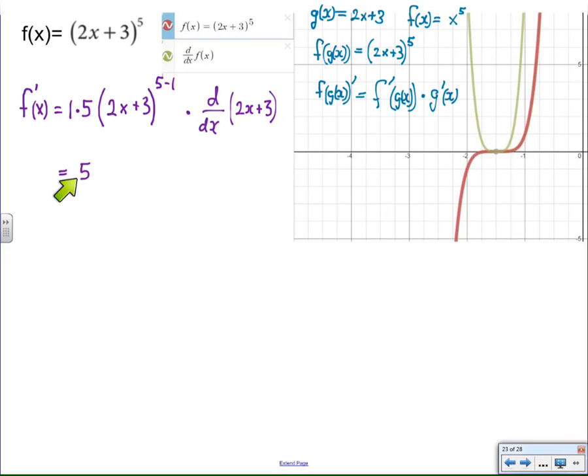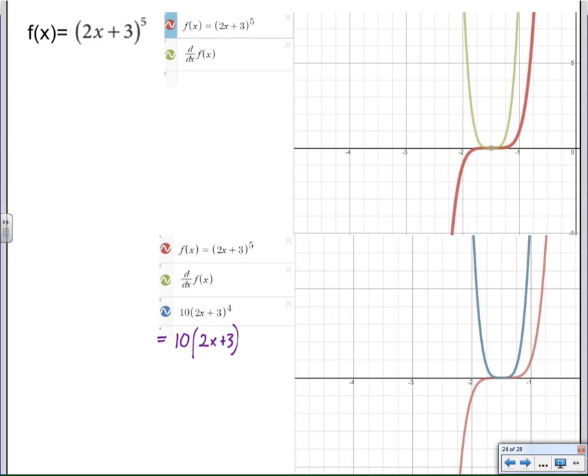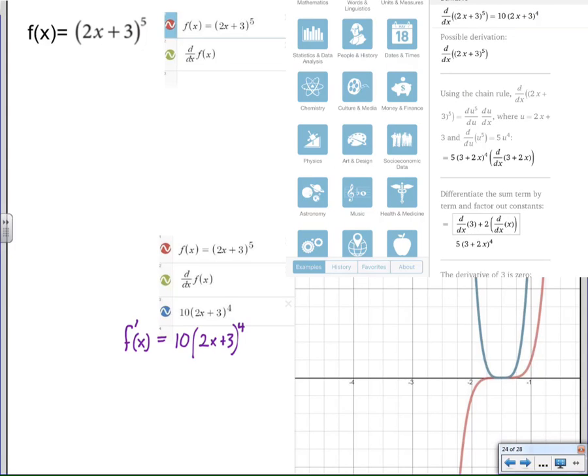Now, here, 5 times 2x plus 3 to the fourth. The derivative of 2x plus 3 is 2, using the power rule or using common sense, because it's a linear function. 2 times 5 is 10, and this is my derivative. Of course, we're going to check that. So here, again, I remind us that the derivative is 10 times 2x plus 3 to the fourth power.